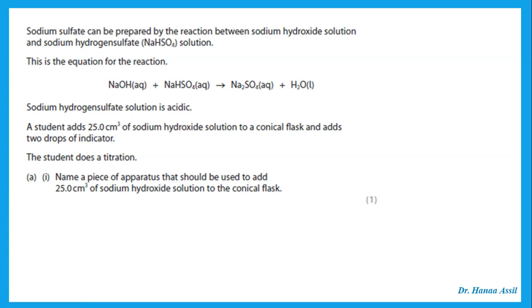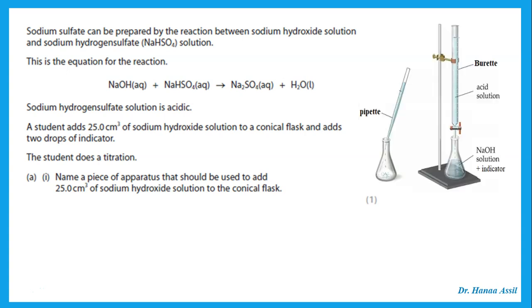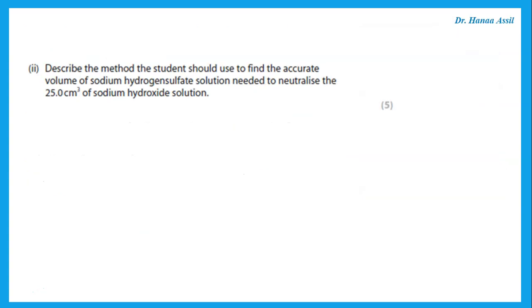Sodium sulfate can be prepared by the reaction between sodium hydroxide and sodium hydrogen sulfate. Sodium hydrogen sulfate is acidic, so basically we're reacting sodium hydroxide with an acid. A student adds 25 centimeter cubed of sodium hydroxide into a conical flask and adds 2 drops of indicator. Name a piece of apparatus that should be used to add the 25 centimeter cube of sodium hydroxide. Remember, when we're doing titration, we put the solution into the flask using a pipette.